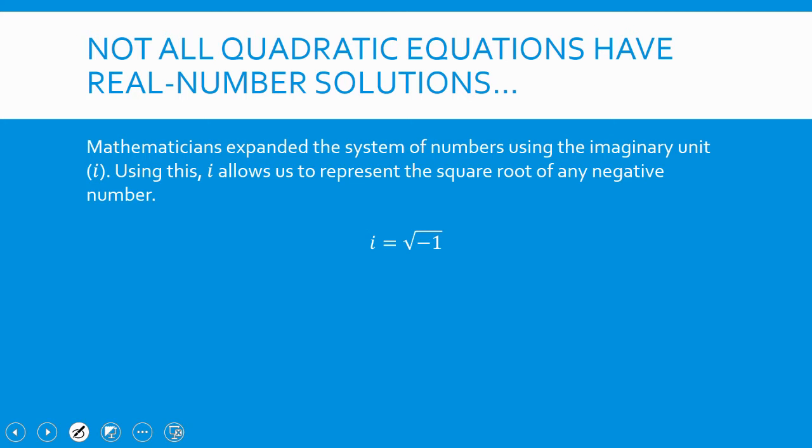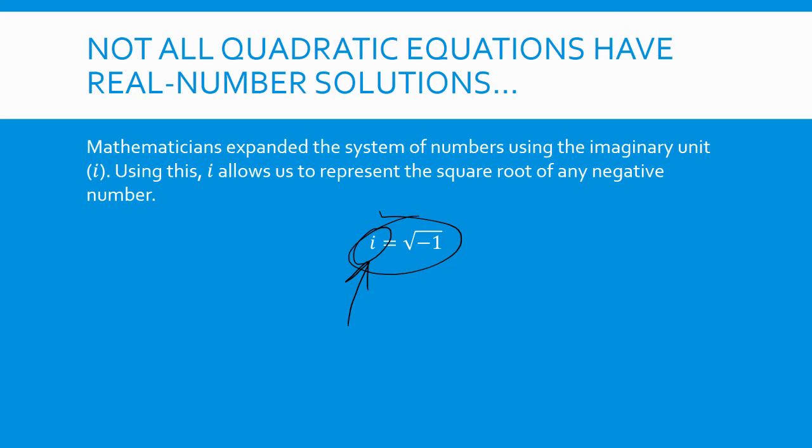All this means is when we're computing, we're using the square root method to solve quadratic equations. If you get to the point where you're going to be square rooting a negative number, we're going to start using i. We're going to use imaginary units in order to represent that answer.